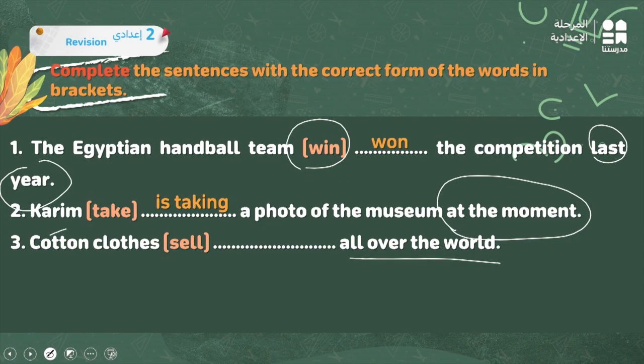I have to add are or is or am plus PP. تصريف الثالث of the verb, the past participle. Okay. So cotton clothes is are or am plus PP of sell, sold. هتبقى طبعا are sold all over the world. يعني مباعة all over the world في جميع أنحاء العالم.